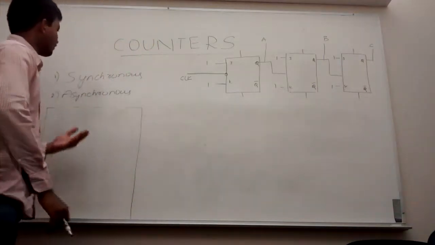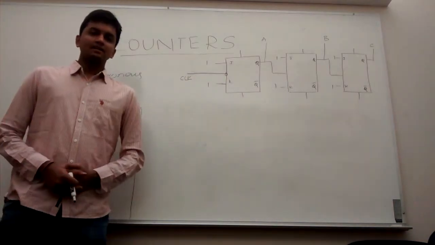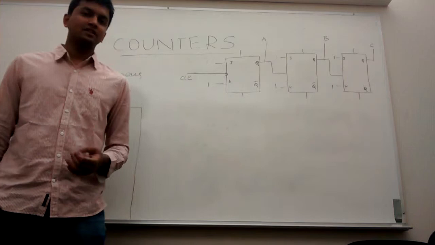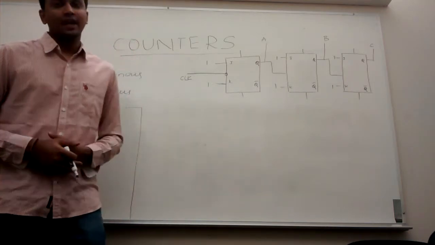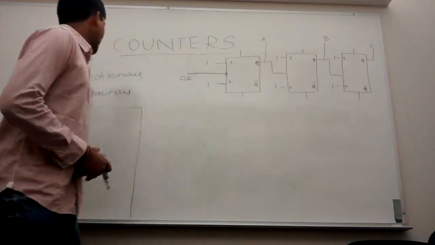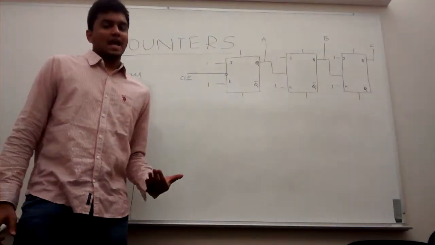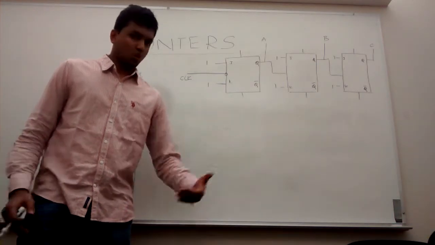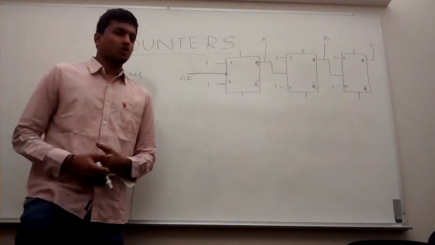Basically there are two types of counters, that is synchronous counters and asynchronous counters. In synchronous counters, all the flip-flops which are used to realize the counter are fed with the same clock. That means all the flip-flops are in sync with the clock. Coming to the asynchronous counters, the output of the first flip-flop acts as the clock for the next flip-flop and so on. And the initial flip-flop is fed with the actual clock.